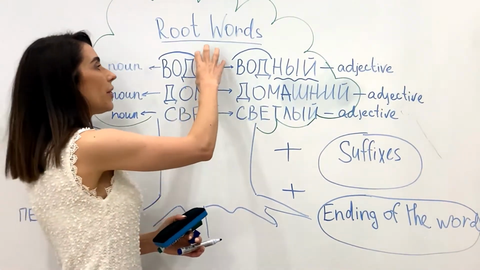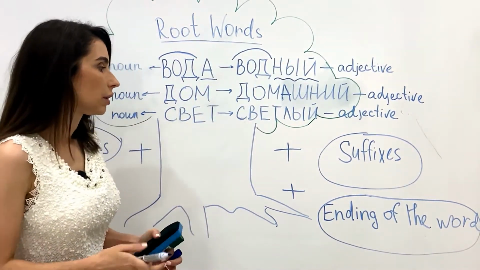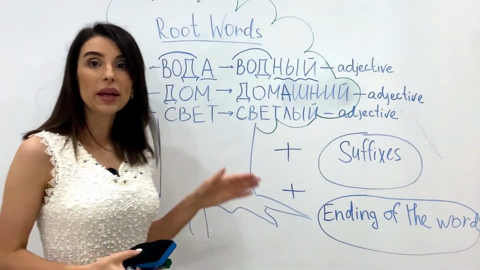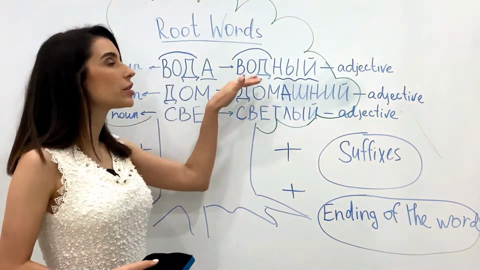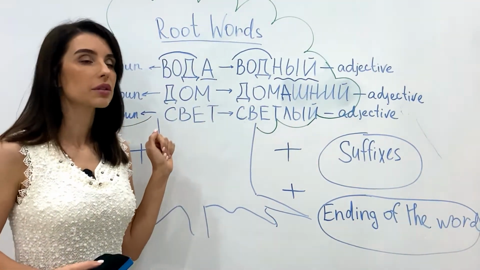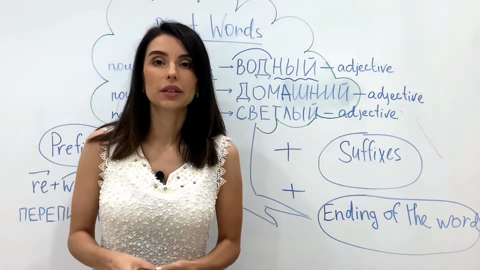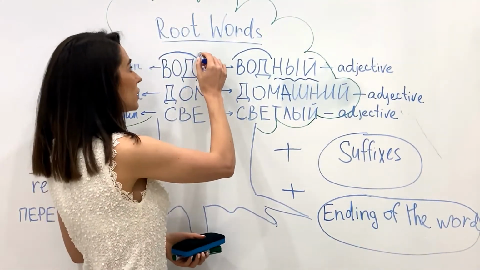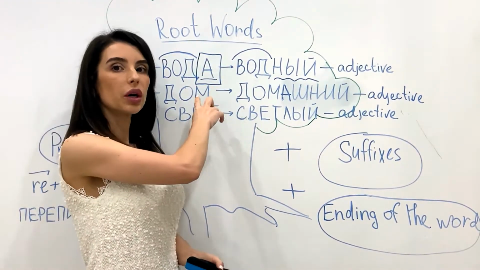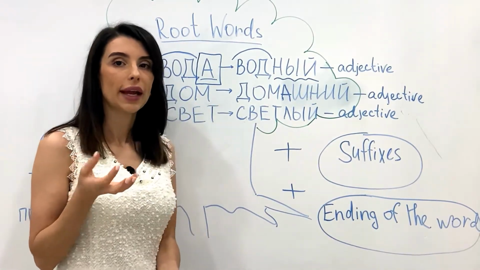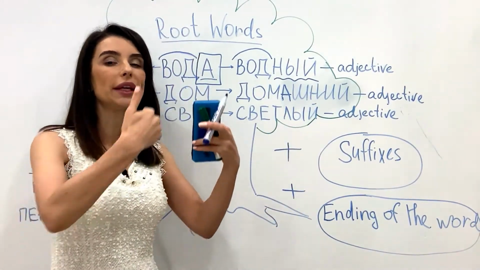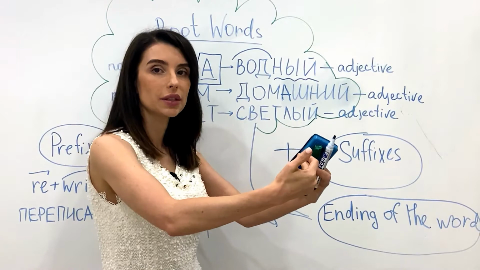So another part can be the end of the word, suffix or maybe prefix. But in these two words, not prefix, just suffix and ending of the word. Here, this is the end of the word. The end of the word always changes. It depends on what you mean and on the communication with other words in the sentence.